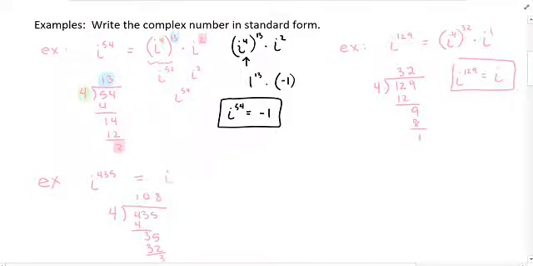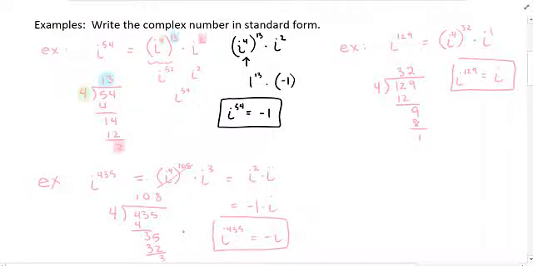All right, so i to the 435th is i to the fourth, 108 times, times my remainder, which is i cubed. i to the fourths become 1. We know i cubed is i squared times i, which is -1 times i. So i to the 435 is -i.